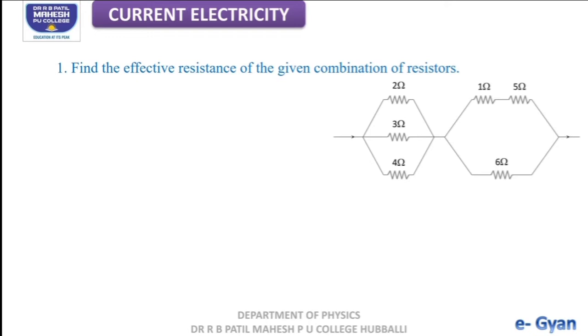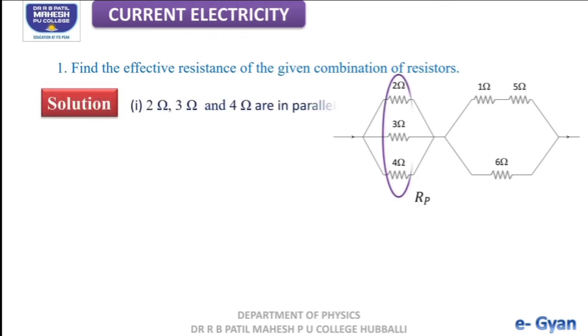Find the effective resistance of the given combination of resistors. Okay, now let us try to find the effective resistance of this combination step by step. Step 1. Here resistances 2 ohm, 3 ohm and 4 ohm are connected in parallel combination.